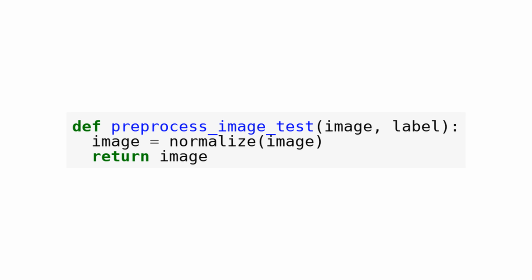After normalization, the function returns the processed image, effectively preparing it for evaluation or inference in the testing phase of the CycleGAN model. Notably, the label is not used within this function, indicating that during testing, only the image itself is relevant for preprocessing.